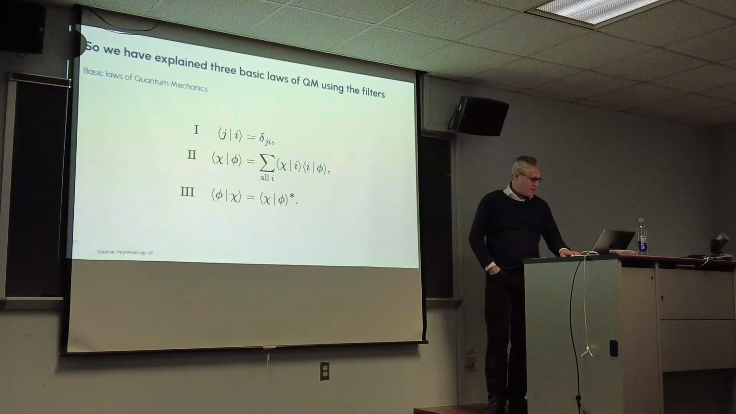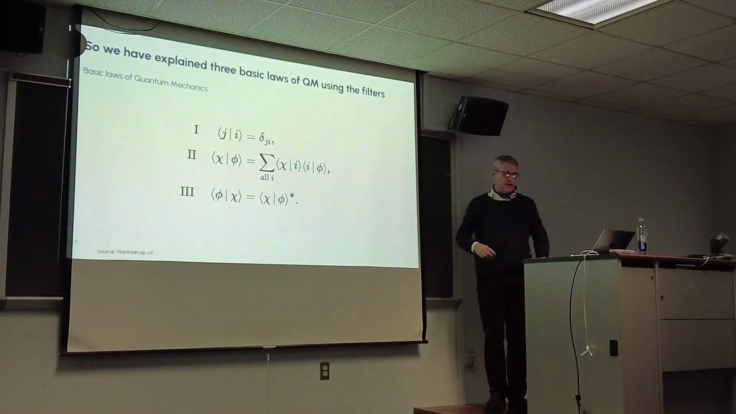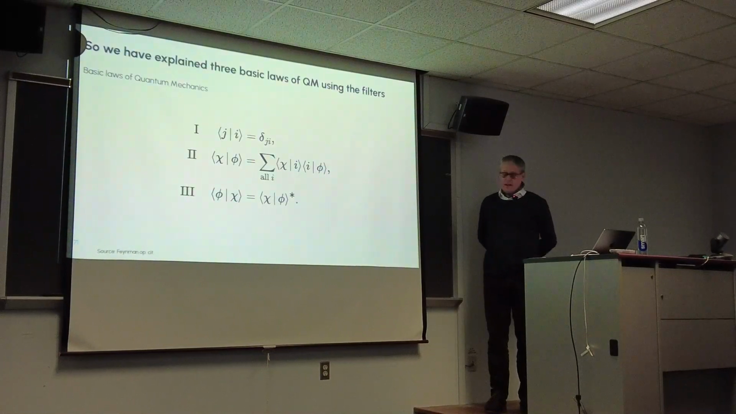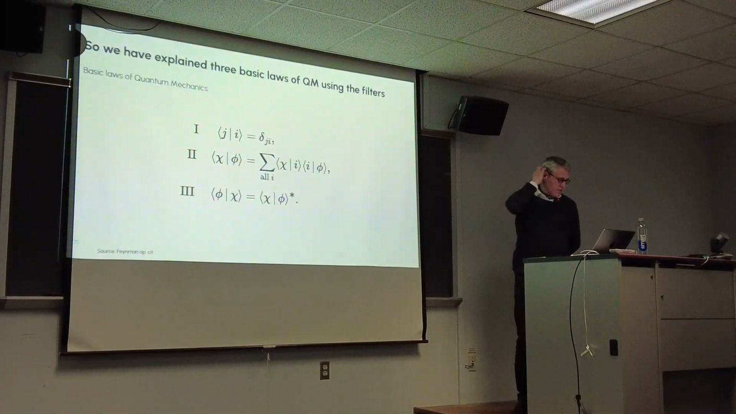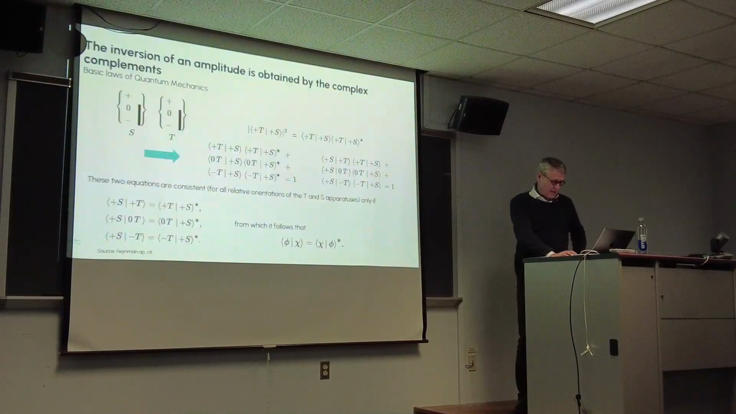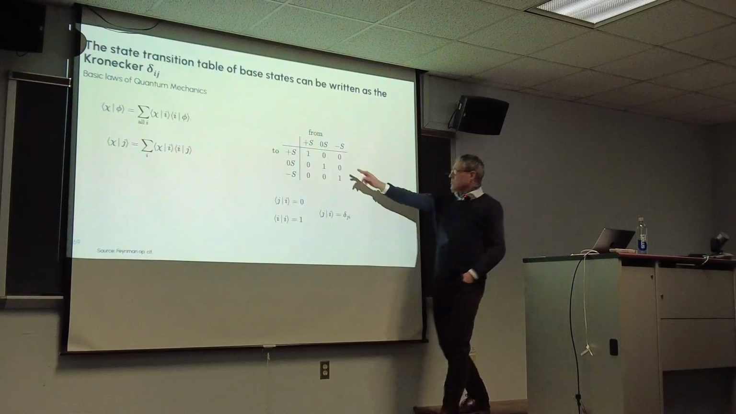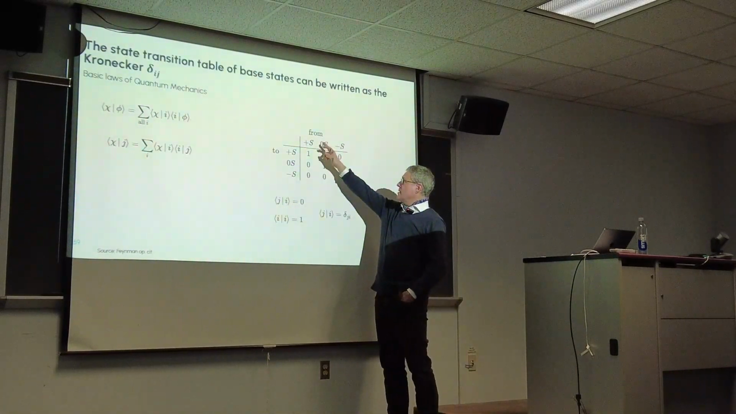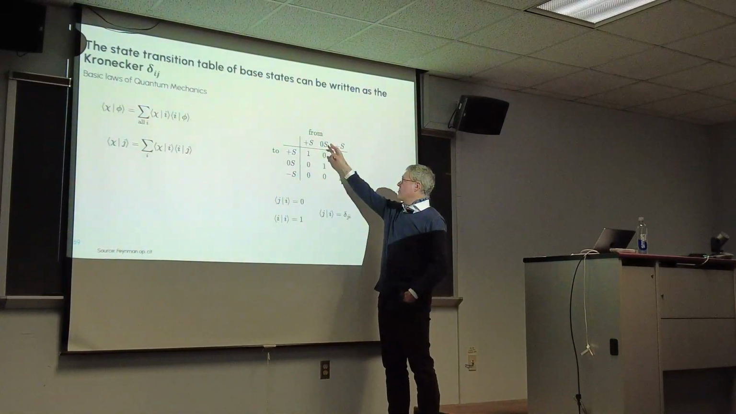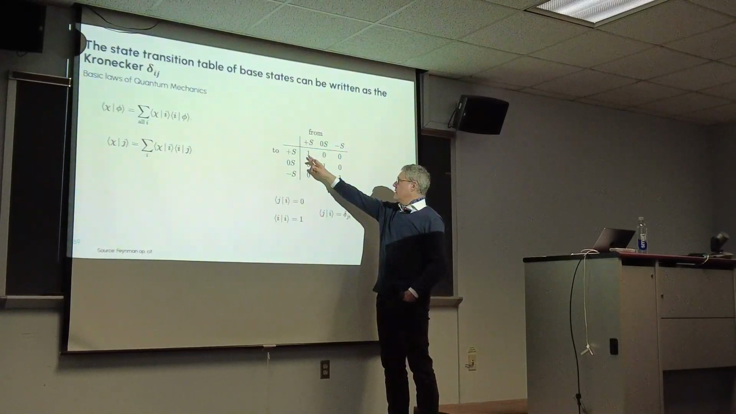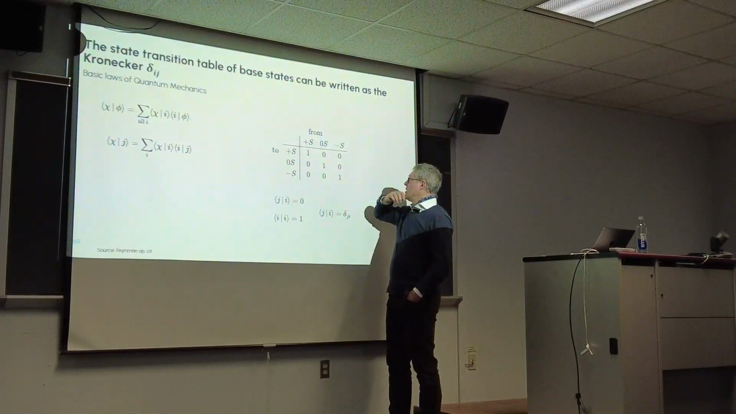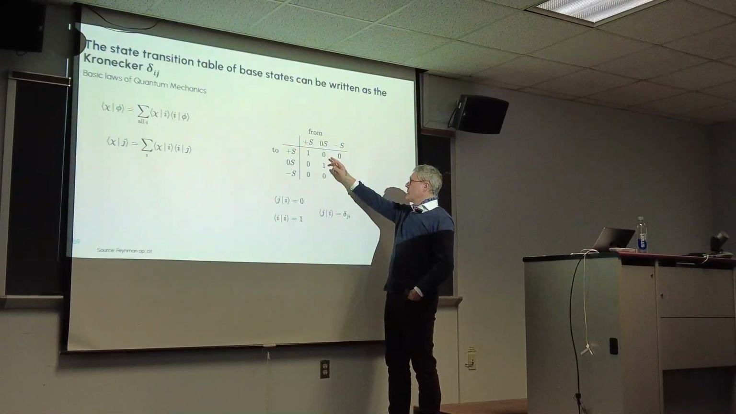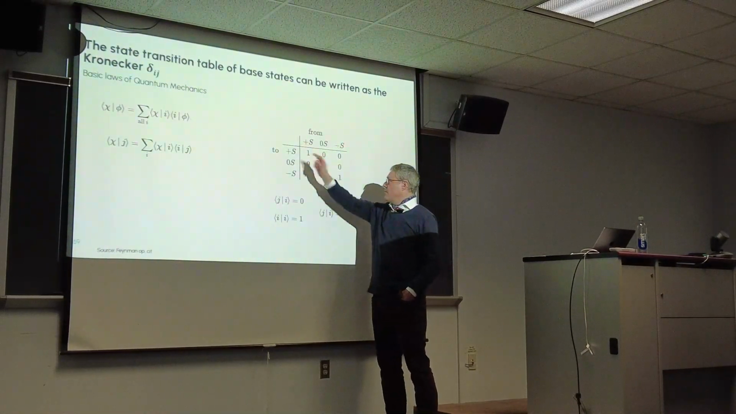Now the filters have all been illustrated. The filters have now been used to illustrate the 3 basic laws of quantum mechanics. So the first basic law of quantum mechanics is that the likelihood to go from one state to the other equals the Kronecker delta. You've seen this here. So that the likelihood to go from plus S to plus S is 1, from 0S to plus S is 0.